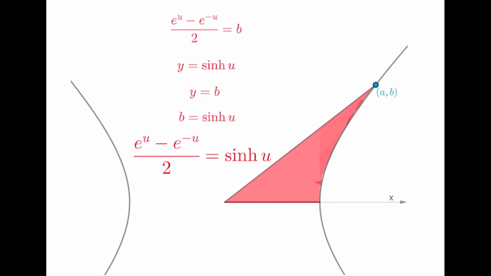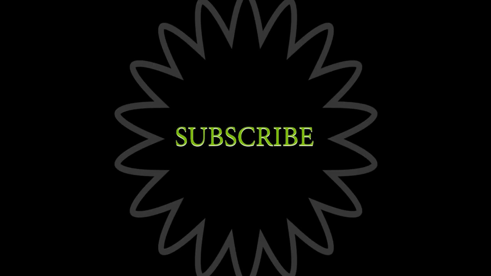So we have calculated y coordinate, because b is y coordinate and y is equal to sinh u. So this means b is equal to sinh u for some value of u, and thus sinh u is equal to e to the power u minus e to the power minus u, divided by 2. And now we can calculate cosh u independently using same procedure for a, or using the identity cosh squared u minus sinh squared u is equal to 1.